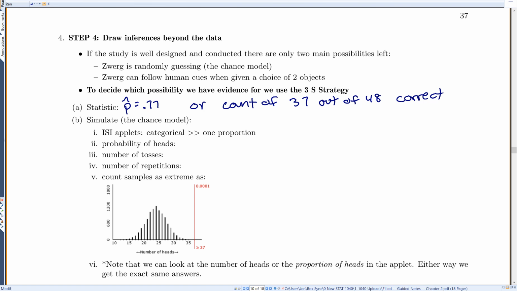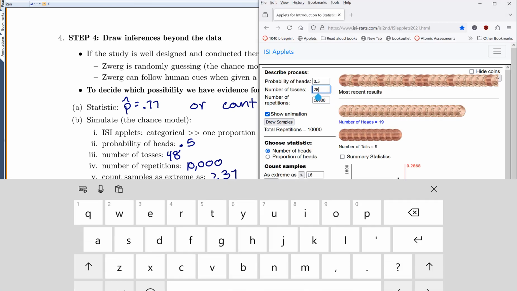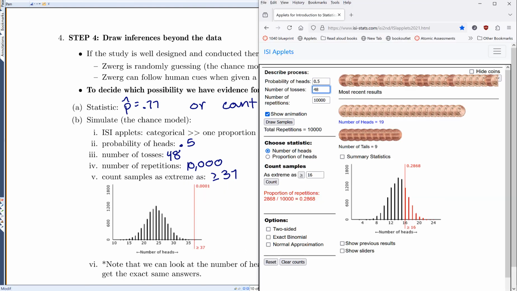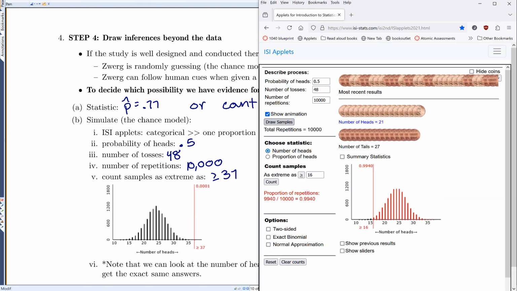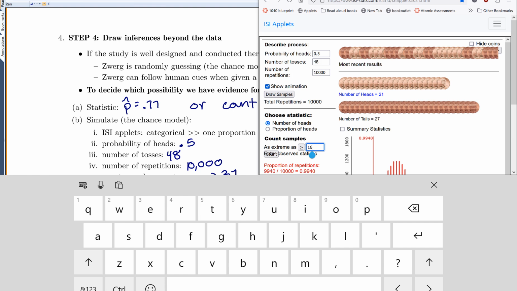You need to know the probability of heads. If we're comparing it to guessing, guessing would be 0.5. How many tosses? She did this 48 times, and I'll do 10,000 repetitions. And we want to count samples as extreme as what we got, so we'll do greater than or equal to 37. So we need 48 tosses, we'll draw my samples, and I want to count as extreme as 37.